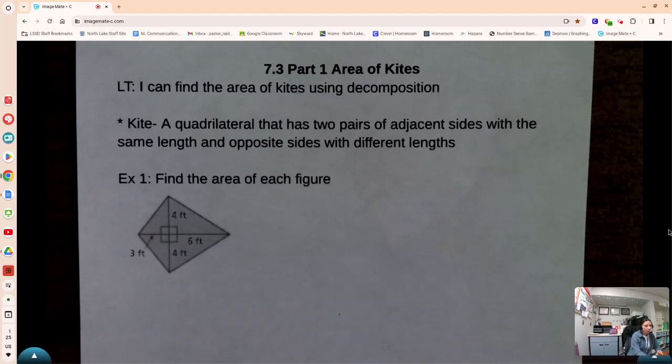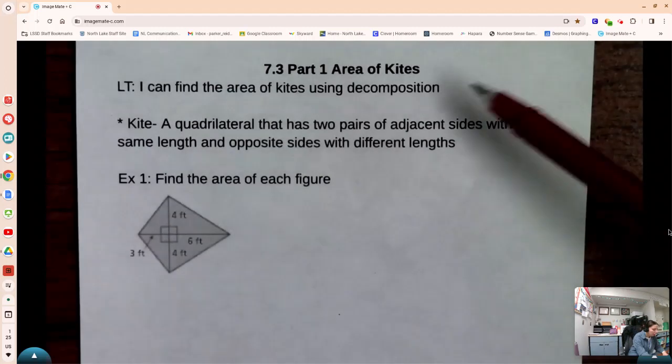Hey students, today we're going to cover section 7.3, which is actually two parts: part 1, area of kites, and part 2, area of trapezoids. So if you need to only watch the part about the trapezoids, just go ahead and fast forward the video a little bit to watch that part. If you need to watch both, then you're just going to start here.